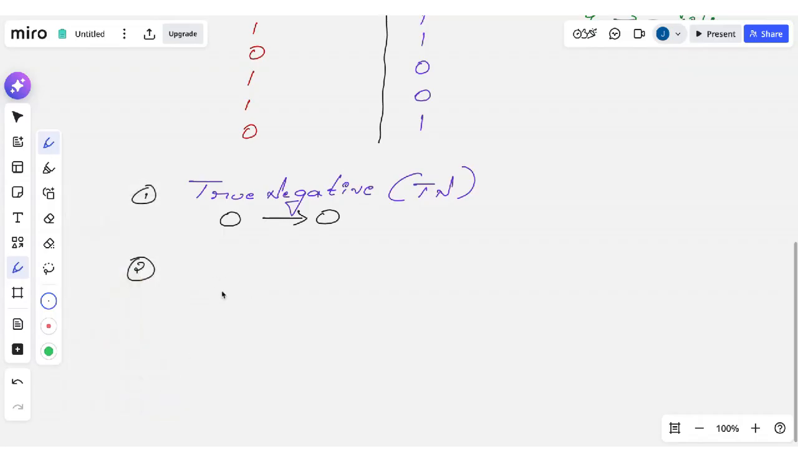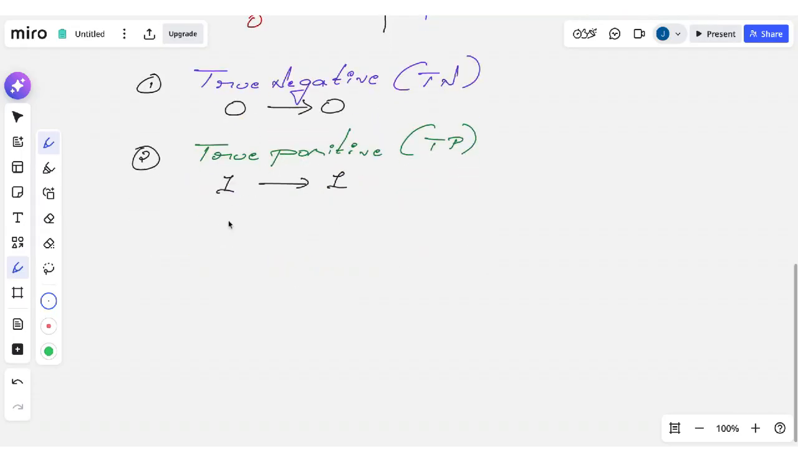Next one. Let's say if actual is 1, the predicted is also 1. True positive. Yes, it's true, and 1 is nothing but a positive. So I'll call it a true positive. Okay, next one.